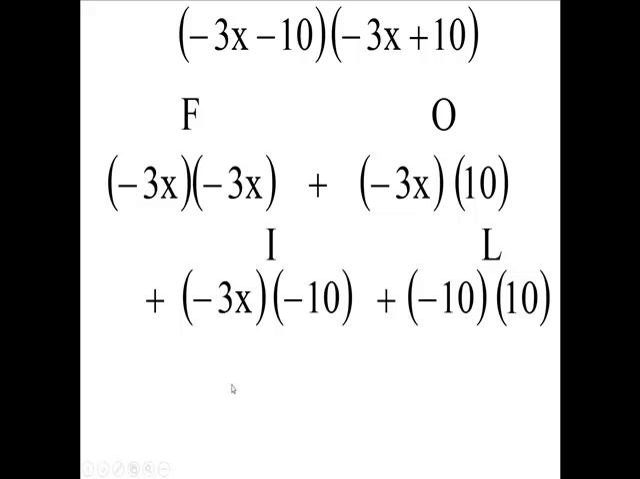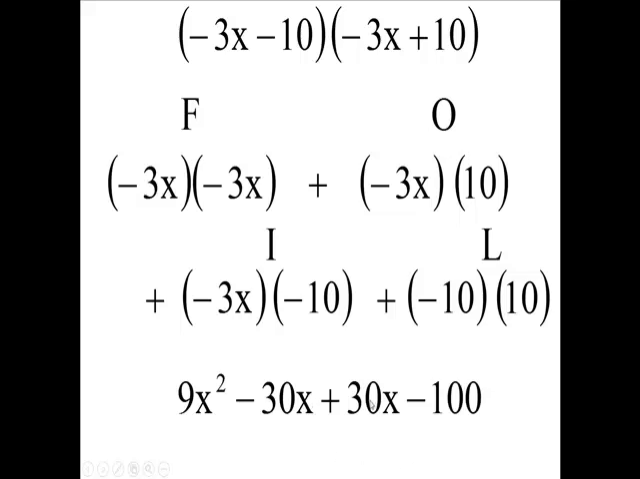When you multiply my first terms, here are my outsides. You have negative 30x, and this looks similar except what? You have a negative times a negative would be a what? Okay, and you'll still have 30x, and then you have your minus 10 times your 10.